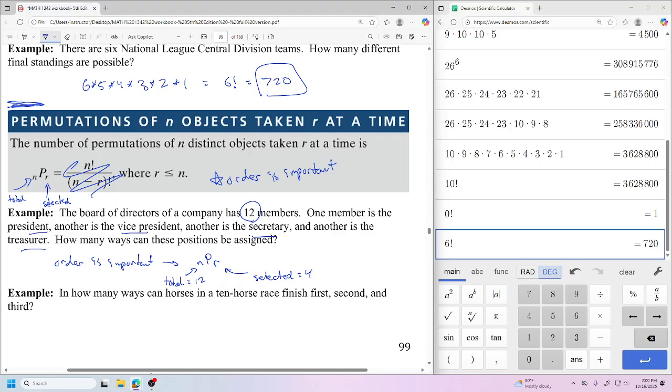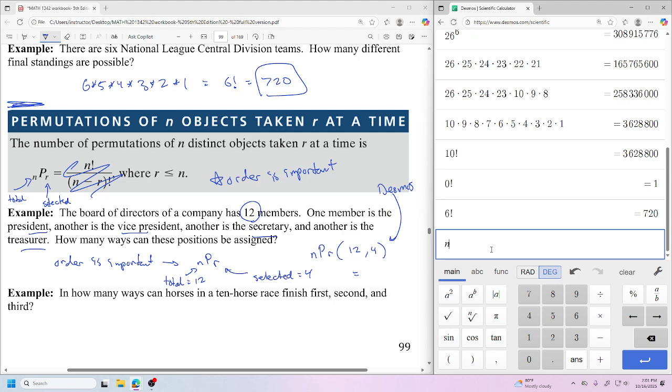I'm going to do NPR open, and then you're going to put a 12, comma 4, and then you're going to close it off. So that's Desmos right there. I'm going to just remind you, how do we do this? It's using Desmos. So let me show you what the Desmos looks like. Very simple. NPR 12, comma 4, and it does all the math for you. You're done. Literally, that's all you have to do, and you're done with this problem.